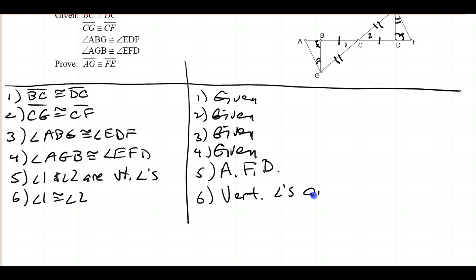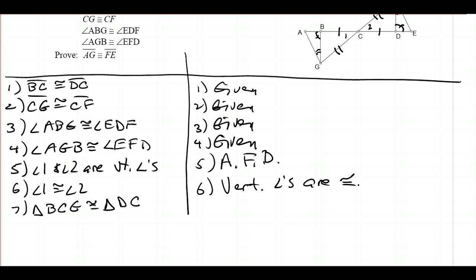Vertical angles are congruent. And that's going to give me enough to say that those 2 medium triangles are congruent. So triangle BCG is congruent to triangle DCF. So that's side, angle, side, and the steps I have are 1, 2, and 6.